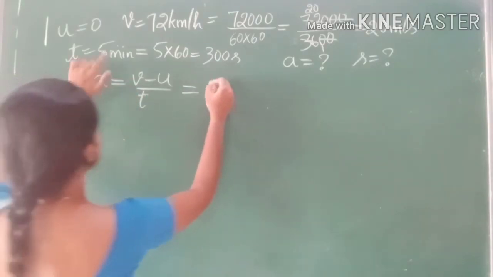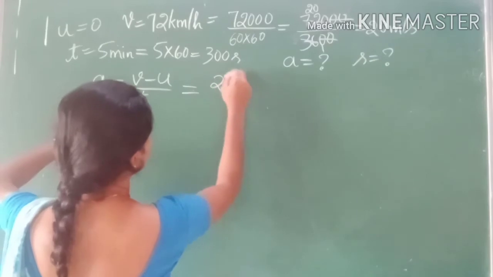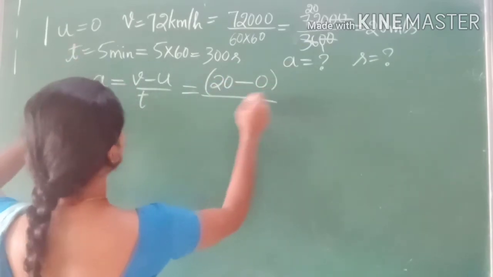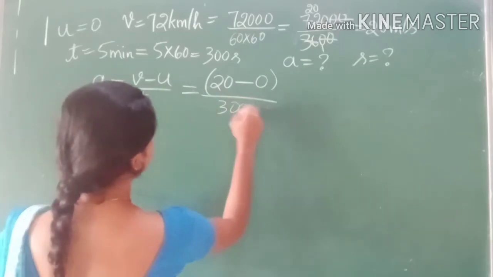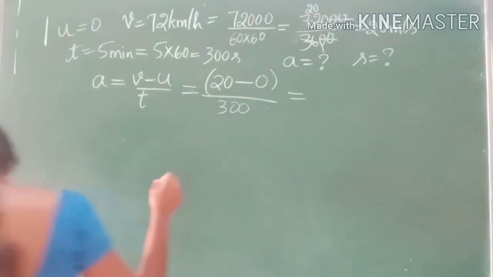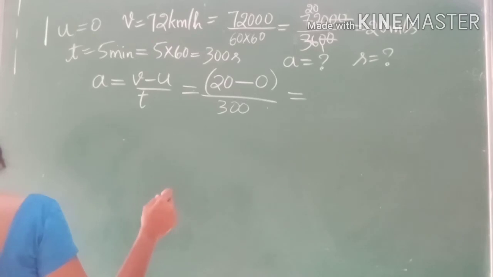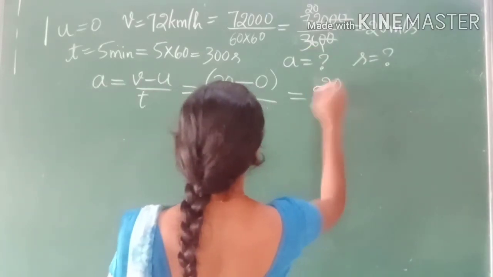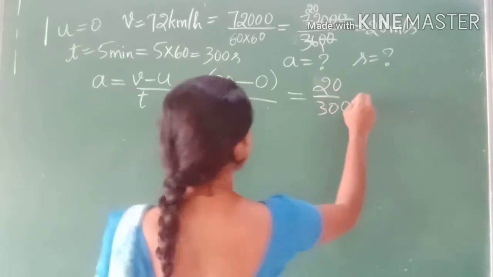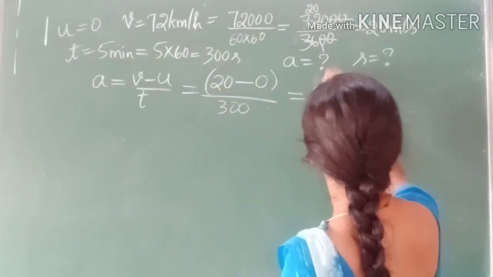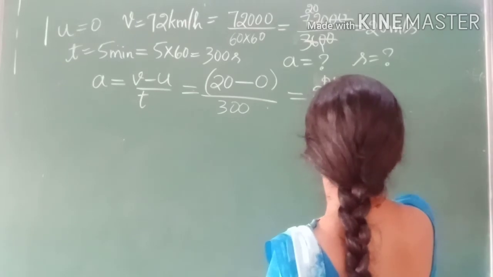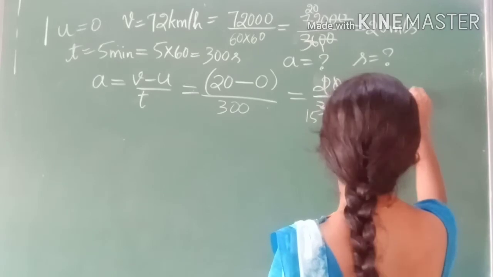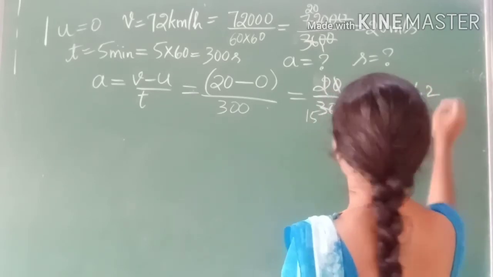So v is how much? 20 meter per second, and u is 0, divided by time, which is 300. So the answer is how much? 20 divided by 300, that is 1 by 15. That is equal to 1 by 15 meter per second square.